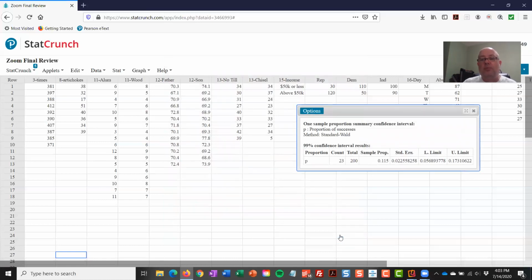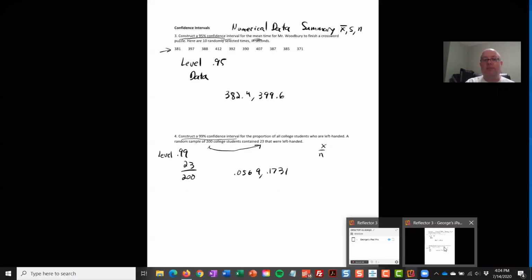Typically, I like to go to four places for these limits. In my math lab, sometimes we only go to three, but it's 0.0569 for the lower limit and 0.1731. Let's get back to the screen I was writing on.